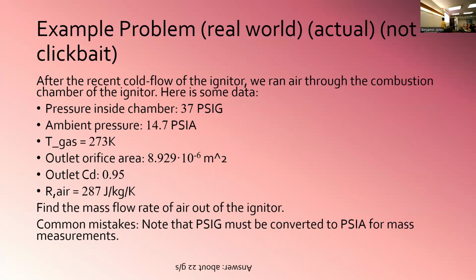So, common mistakes: note that PSI gauge must be converted to absolute for mass flow measurements. This was a fun one. It just uses the compressible flow equations as it is air.